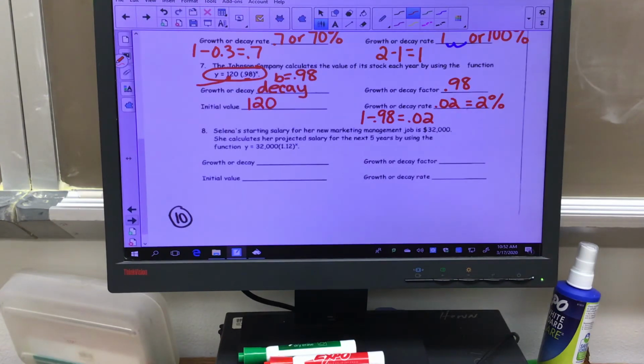Same thing with number 8. Here's my equation. My b is 1.12. Growth. My initial value, 32,000. My growth or decay factor, that 1.12. Then lastly, 1.12 minus 1, 0.12. Move it 2 places, 12%.